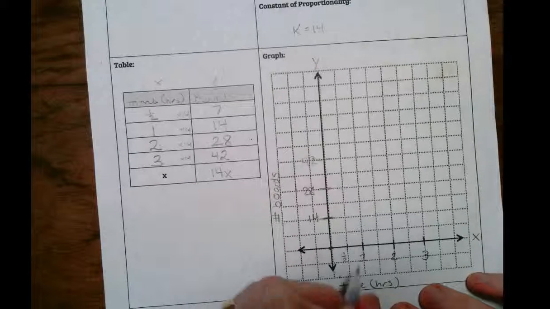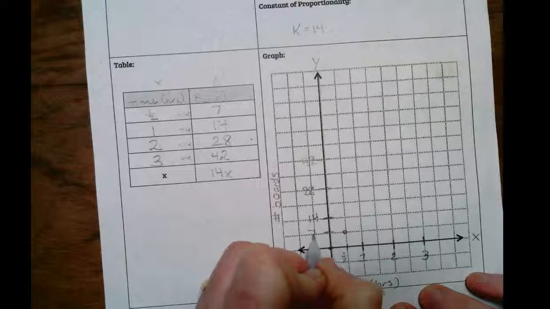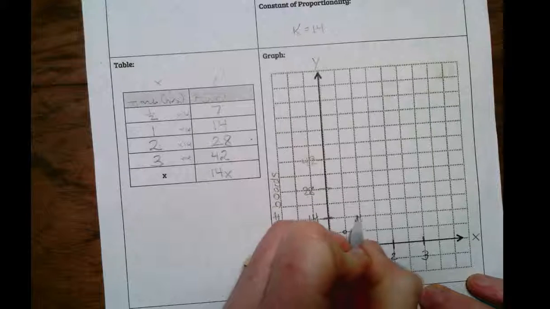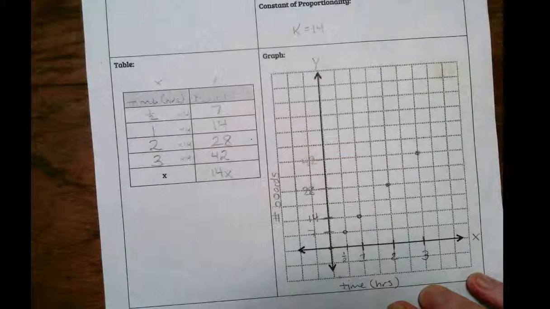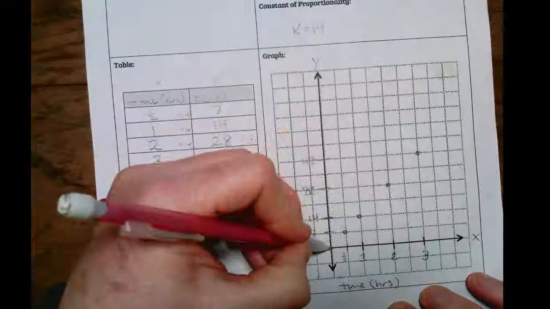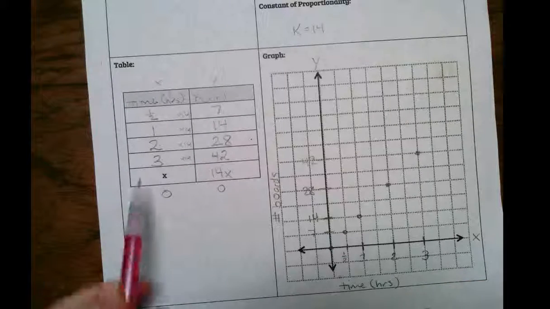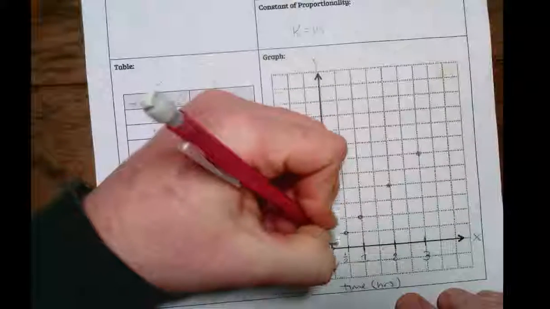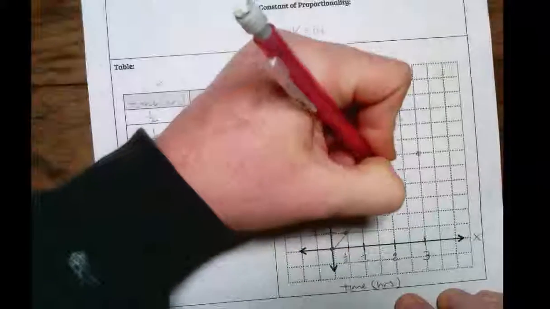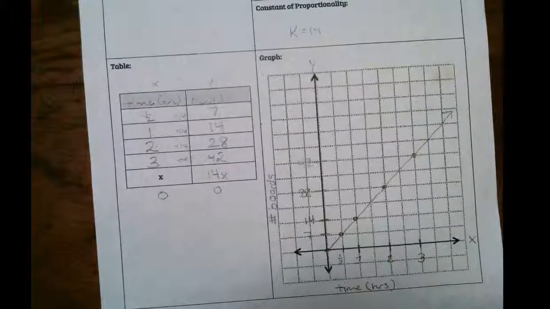Okay, so now we're going to plot our points. 1/2 is 7. You can even mark this 7 if you want. 1 hour is 14. 2 hours is 28. 3 hours is 42. There was some confusion whether this was proportional or not. If you extend this line, it is going to go through 0, 0. We could have put that on the data table, but we didn't need to, right? 0 hours would produce 0 fence boards. So we're going to go ahead and draw a nice straight line, extending. And there is my graph.